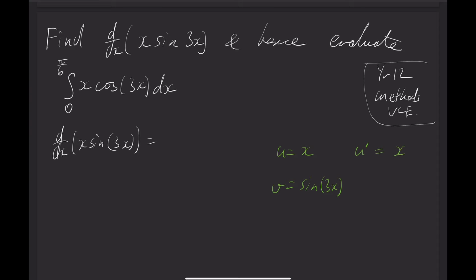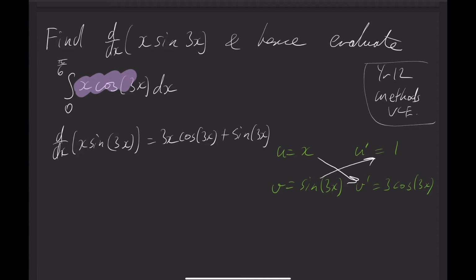Derivative of x, it's not x, it is 1. The derivative of v is 3 cos 3x. Therefore, the derivative of x sine 3x is the product of those two, 3x cos of 3x, plus the product of these two. Okay. Now we are happy with this because our x cos 3x has appeared, so we can use this fact.